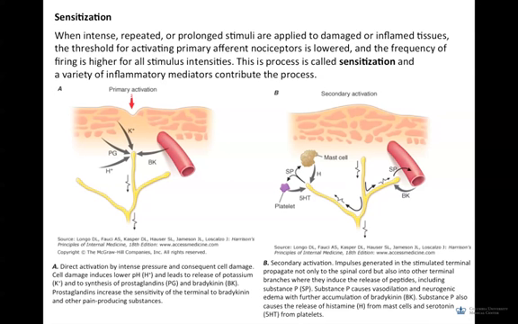So this is the sensitization we see when there's tissue injury, and a variety of inflammatory mediators actually contribute to this process of sensitization. So let's consider the two stages here. So we've got primary activation, secondary activation, and really what this means, primary activation is happening at the site of injury. So at the site of injury, we've got some cell damage and death.